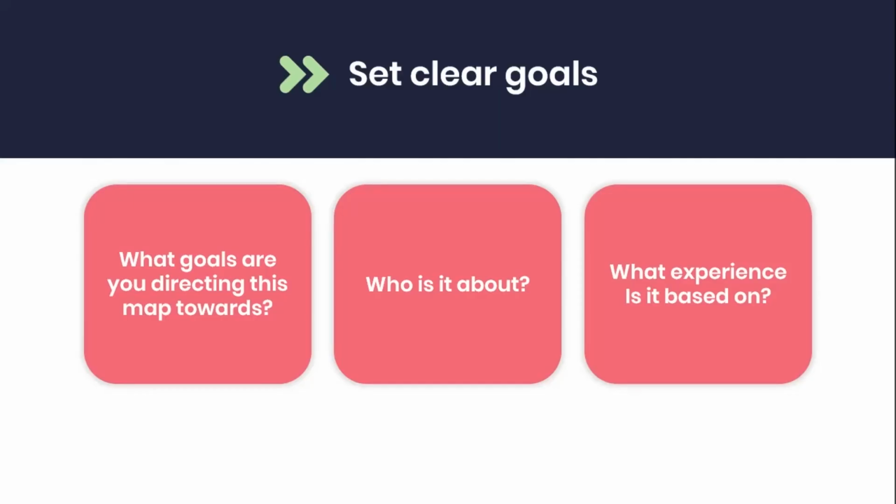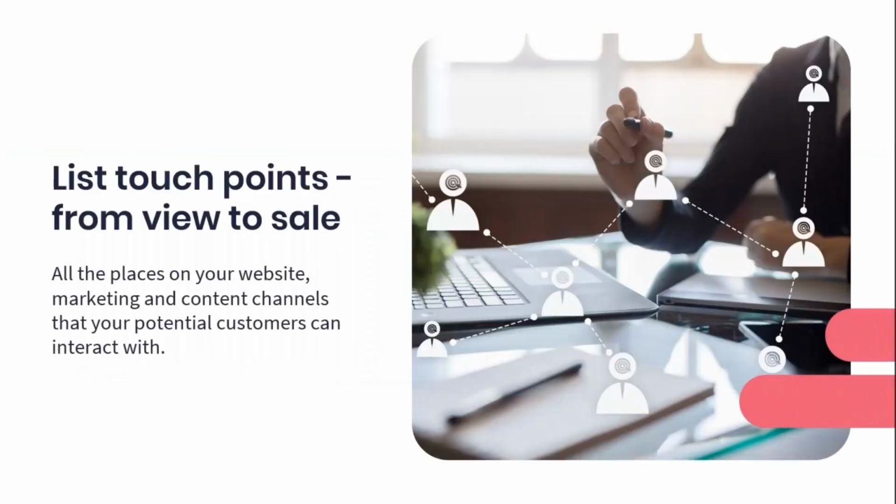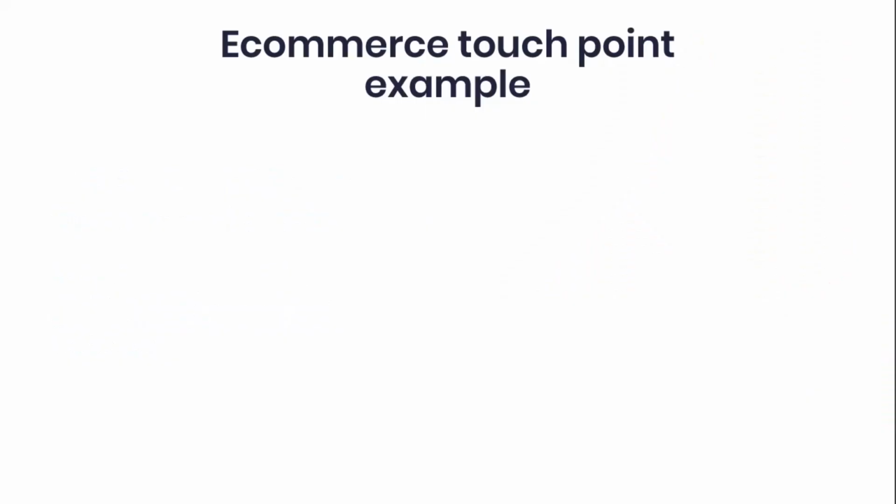You need to list your touch points from view to sales, so essentially from the beginning of them being exposed to your brand to a final sale. Touch points are all the places on your website, your marketing and your content channels that your potential customers can actually interact with. You need to list all the touch points that they're currently using, as well as the ones that you believe they should be using. Now, I'm going to go through a few examples just to explain this in a bit more detail and give you a clearer understanding of how it all works and integrates.